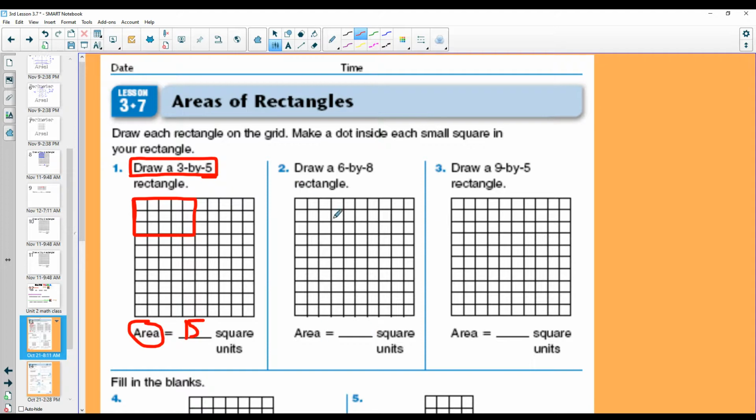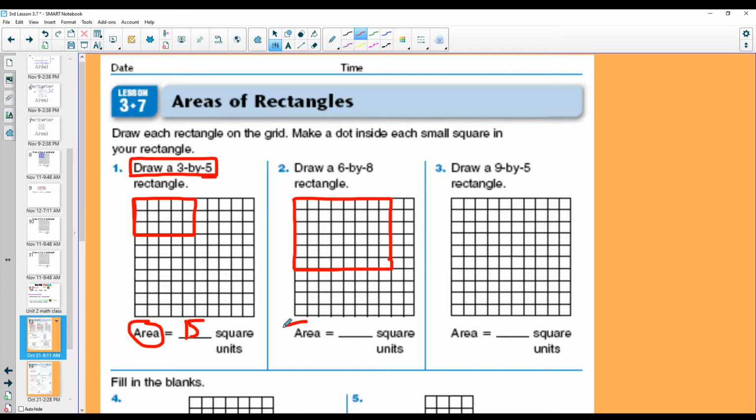All right, let's go into number 2. Draw a 6 by 8. 1, 2, 3, 4, 5, 6. How many over do I have to go? 8. 1, 2, 3, 4, 5, 6, 7, 8. Do I have a rectangle yet? No, I need to close the shape. If you're doing this with a pencil, it might be easier to do with a colored pencil so you can see where your lines are.